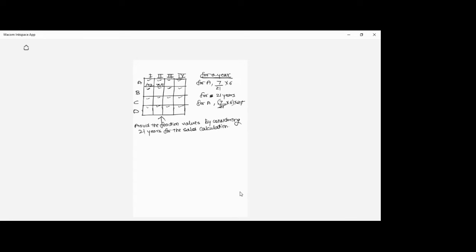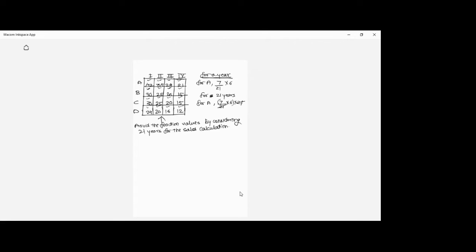How will this 35 come? 35 will come as 7 by 21 into 5 into 21, so 7 fives are 35. Similarly, the value here will be 28, and here 21. Then it is 30, 25, 20, 15; here it will be 30, 25, 20; here it will be 50, here 24, here 20, here 16, and here it will be 12. Right? Now particularly you have to remember at the last that you have considered it for 21 years.